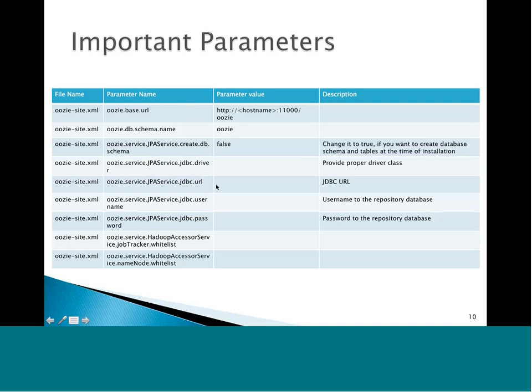And this is the JDBC URL, and this one also will be updated automatically with the host name you provide and the port number, and then the username and password for the database. And then there are these two parameters called whitelist. When we run the jobs as part of the demo, you will understand the significance of these parameters.